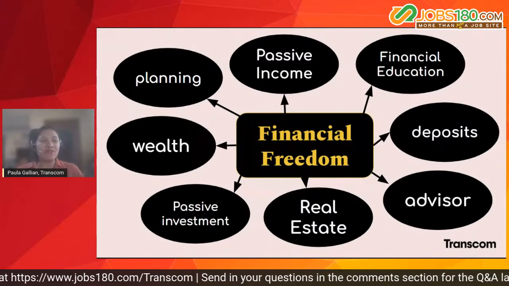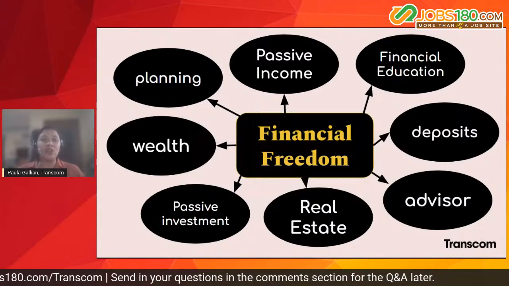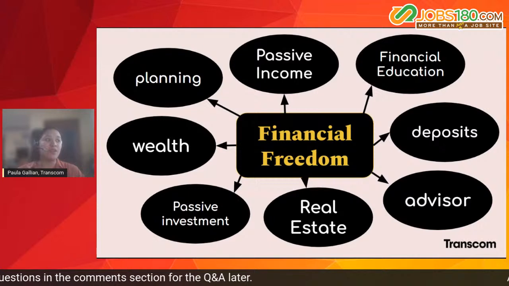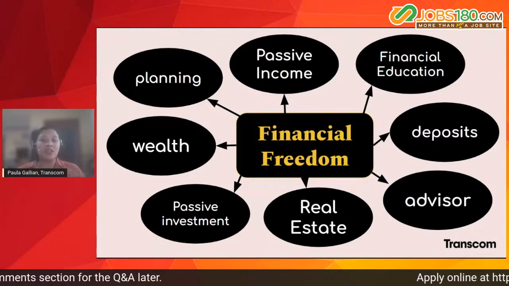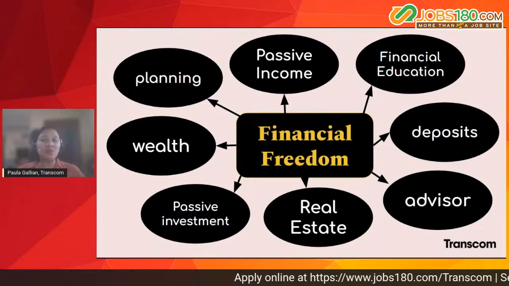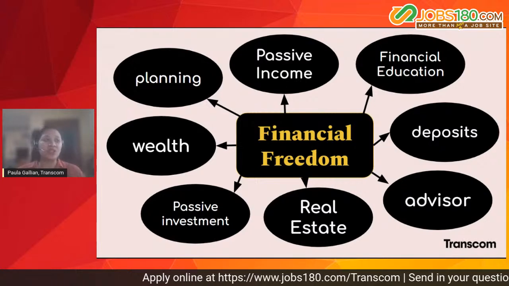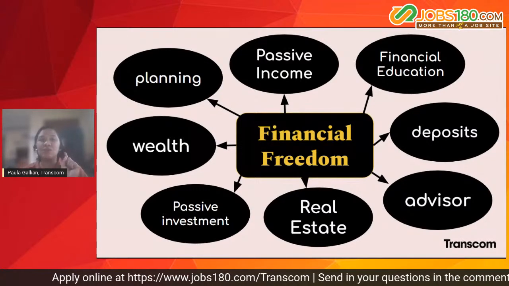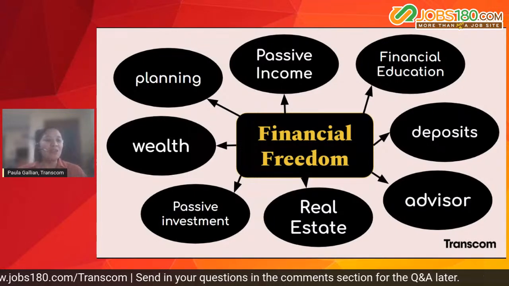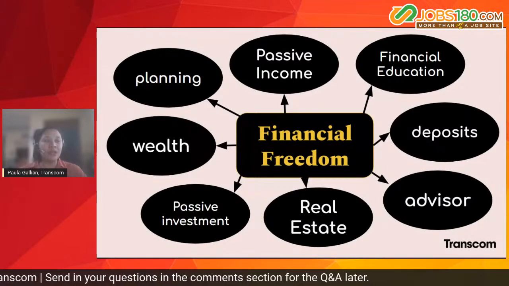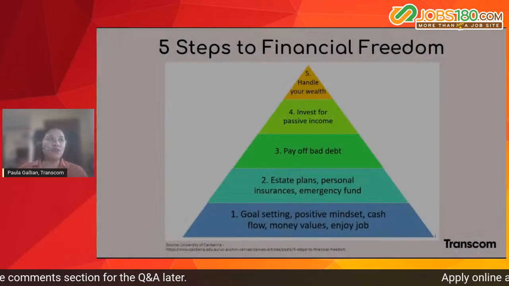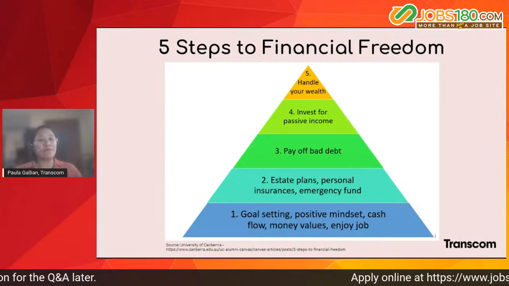Also, to be financially independent, you have to have your own assets, such as real estate, for example, or passive investment. Once you're able to have this, of course, you will gain your wealth. So this will help you to be able to achieve financial freedom. So on the next leg, I will be teaching you how to do the step-by-step process. Okay, so here are the 5 steps to financial freedom.